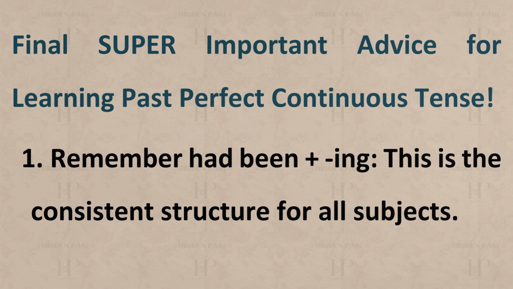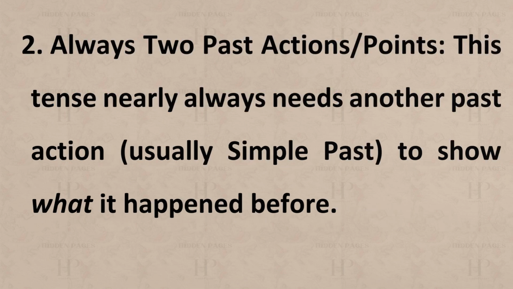Final, super important advice for learning past perfect continuous tense. Remember, had been plus verb-ing. This is the consistent structure for all subjects. Always two past actions, two points. This tense nearly always needs another past action, usually simple past, to show what had happened before.